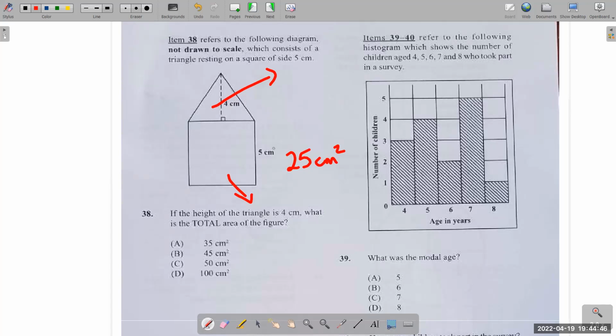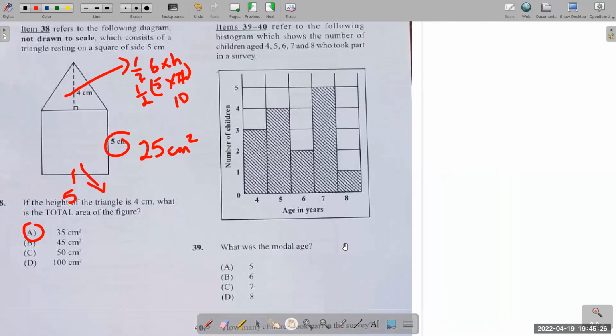Do you agree? How do we get it? 5 times 5. Because if this is 5, this is 5. And area is length times length. So that's 25. How do we find the area of a triangle? Half base times height. What is the base? The base is 5, because you know it's a side of the square. Times the height, which is 4, that's 20. So half of 20 is what? 10? So what's the answer? A, B, C, or D? A. Simple thing. Easy thing.